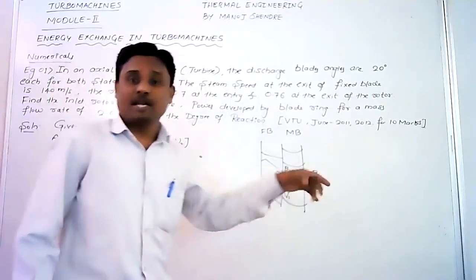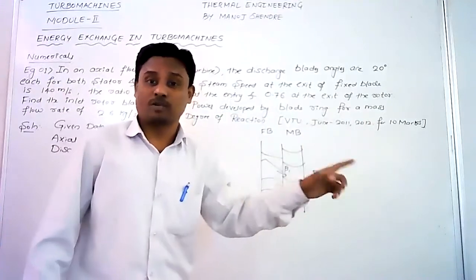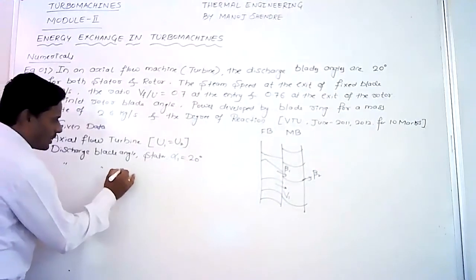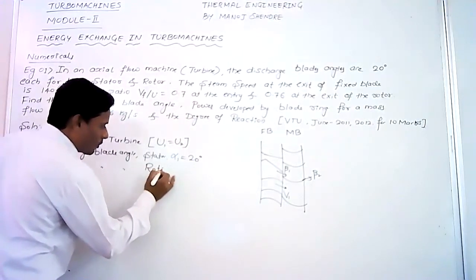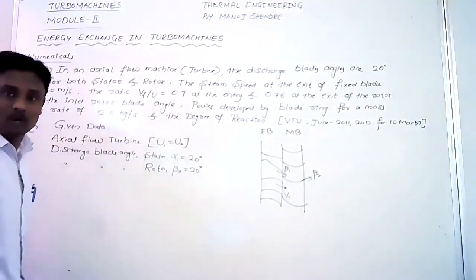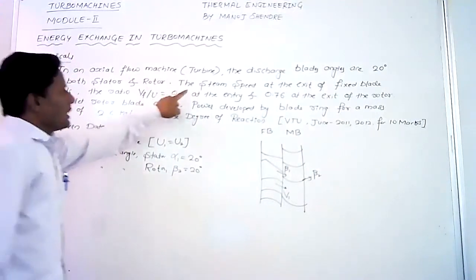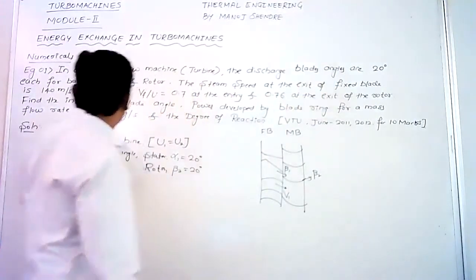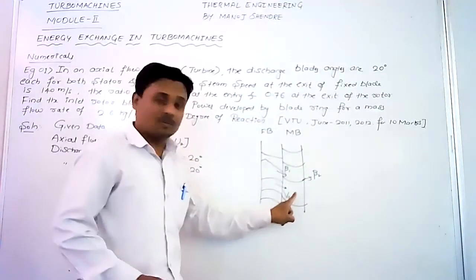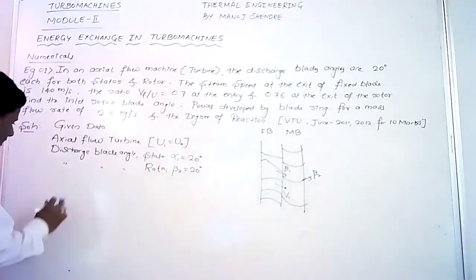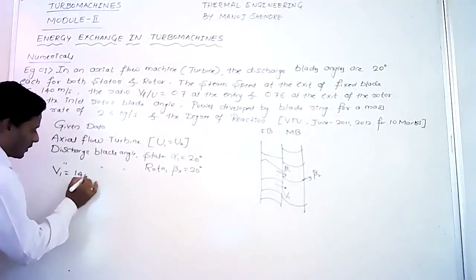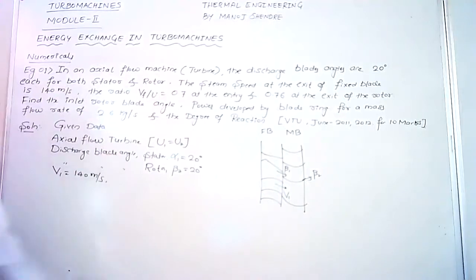Discharge means exit or outlet, so we are supposed to take beta 2 here. The discharge blade angle for the rotor is beta 2, and beta 2 equals 20 degrees. Now the steam speed at the exit of the fixed blade, that is V1, equals 140 meters per second.